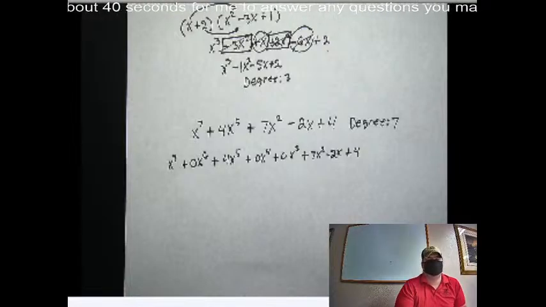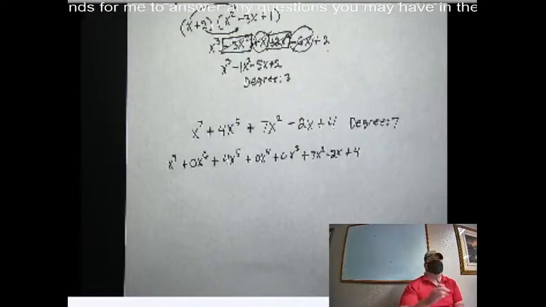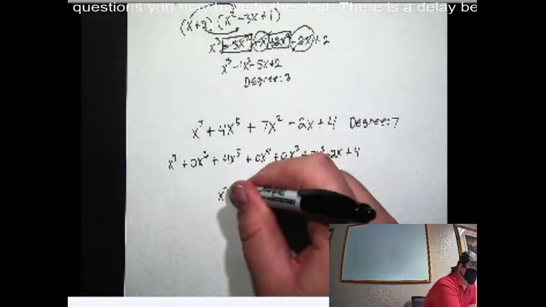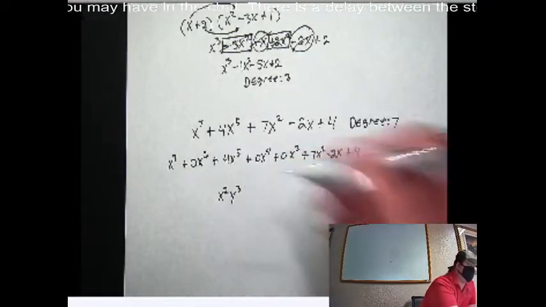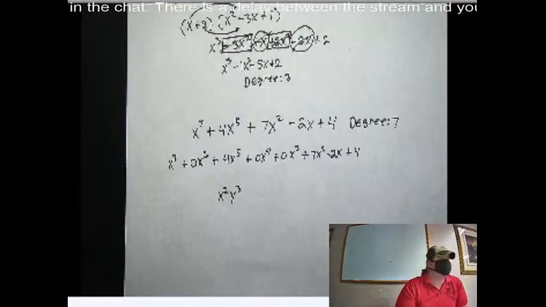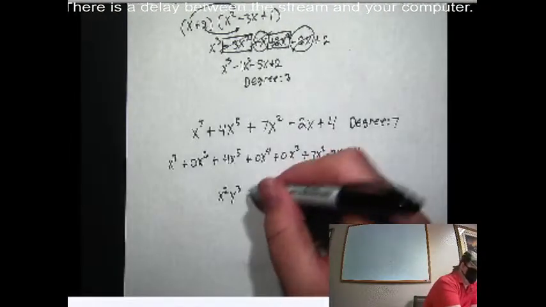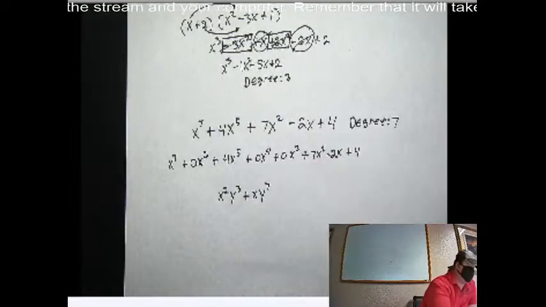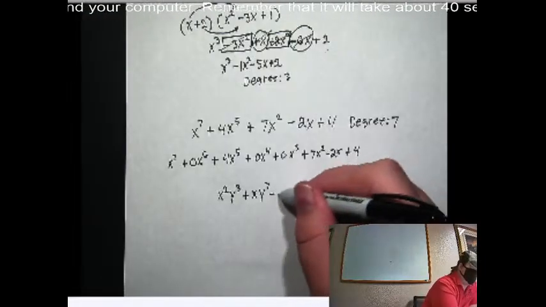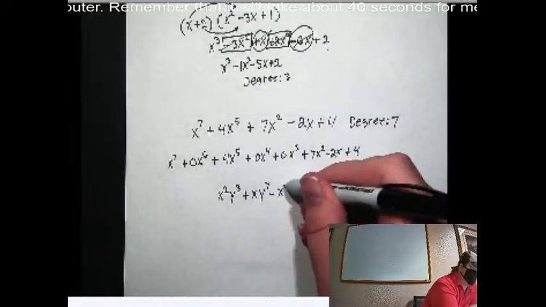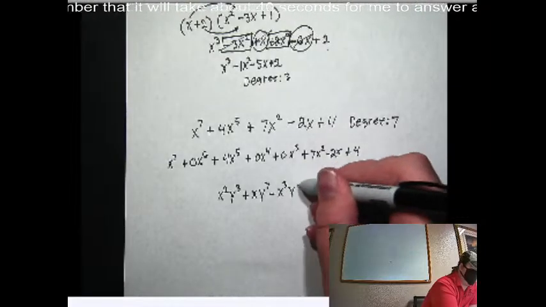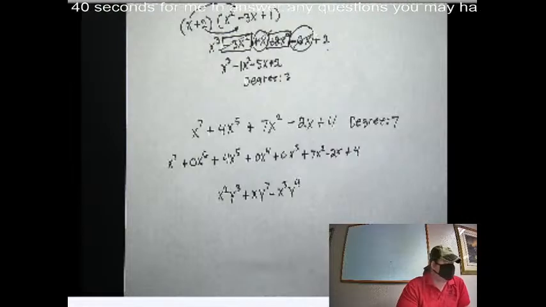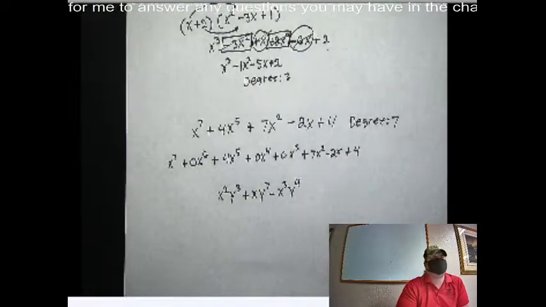Along with degree, actually there's one more thing I want to point out about degree. Let's look at this. Remember that we can have something like x squared y to the 3rd, and that's a single value. So if we then say something like plus x y to the 7th, maybe minus x to the 3rd, y to the 4th, which one is our degree?